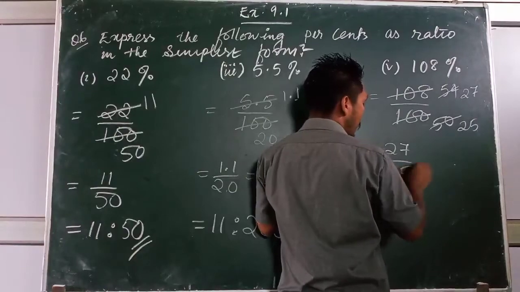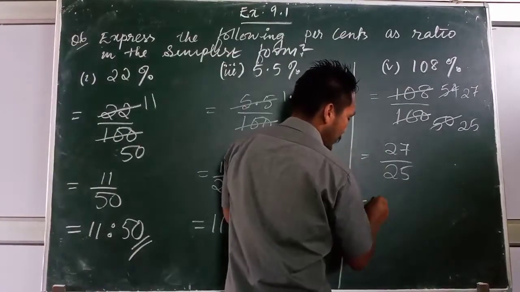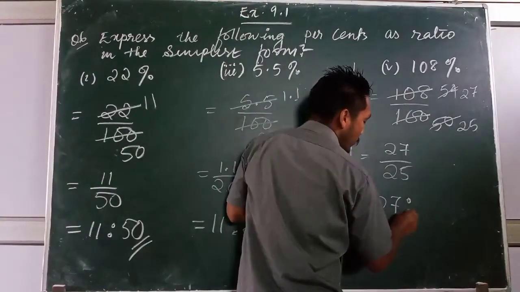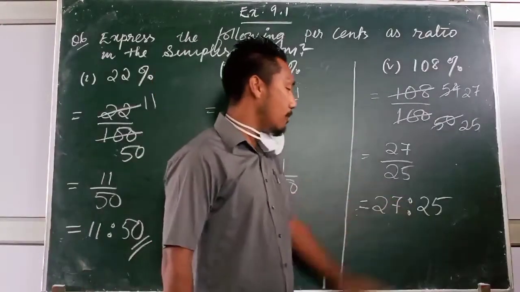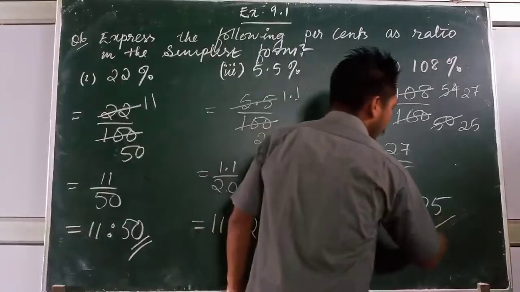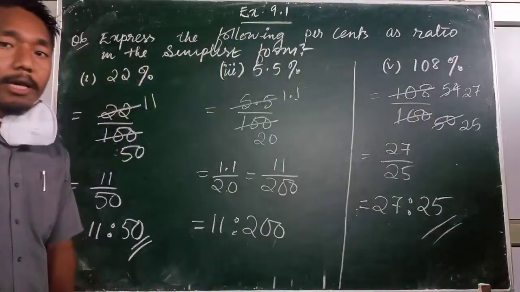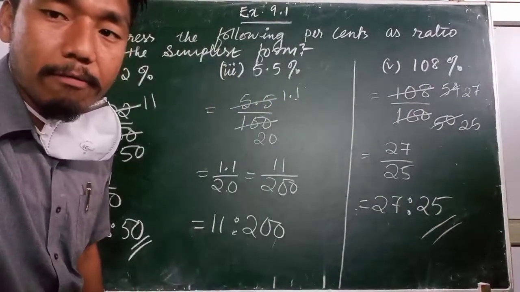So you cannot further divide 27 by 25. So your answer will become 27 is to 25. 27 is to 25 will be your answer. So this is all about question number 6. The remaining questions you do by yourself.